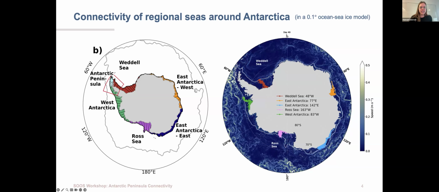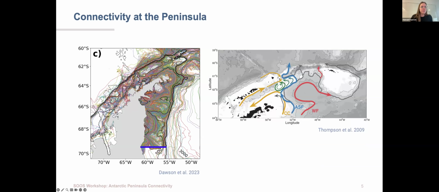Okay, so let's look at connectivity at the peninsula. Again, the figure on the left is just included for illustrative purposes. It's showing a very small subset of particles that were released along this blue transect in the western Weddell Sea shelf. All the coloured lines represent a different particle trajectory. And you can see that all of these particles are basically heading north, either in the coastal current on the shelf, which quite strongly follows the bathymetry, or in the slope current near the 1,000-metre isobath. Those particles reach the tip of the Antarctic Peninsula.